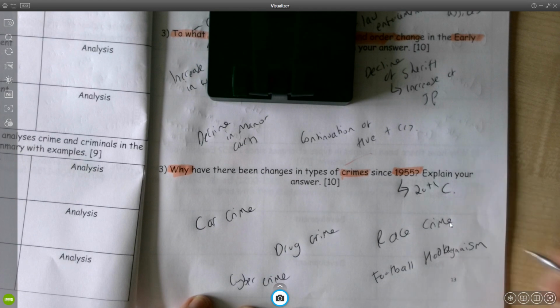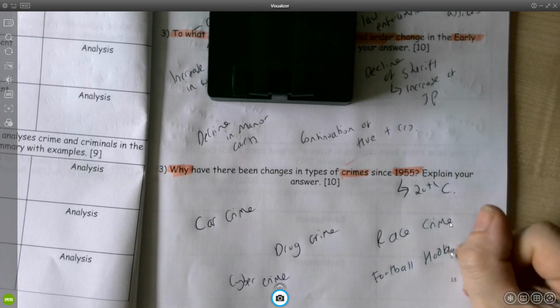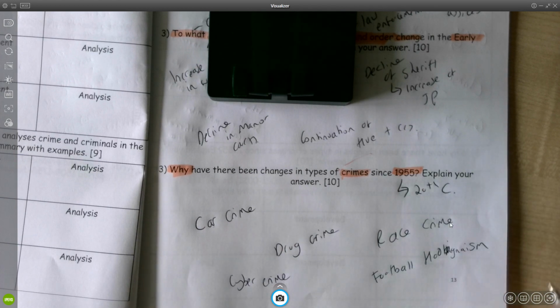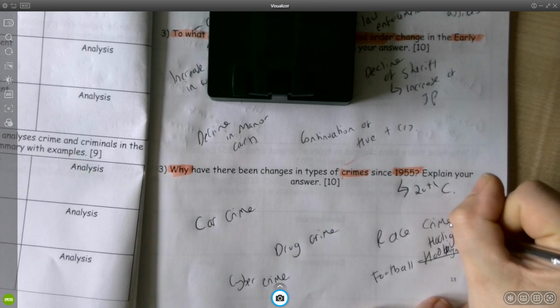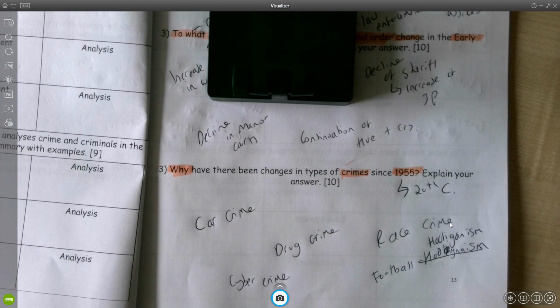Can't spell today. Football hooliganism. I did spell it right in the first place. Oh my goodness, right. Hooliganism. There we go.